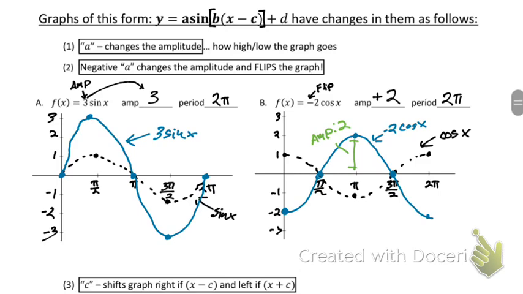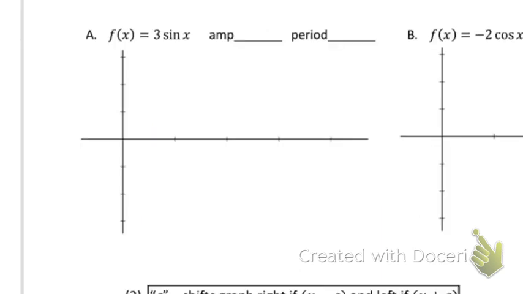All right, the only other letter we're going to tackle today is our C values. I don't have the slide there, but C shifts the graph right if it's x minus C, and it shifts left if it's x plus C. So it kind of goes the wrong direction that you would think it would. So a negative C makes it go in the positive direction, right. A positive C makes it go left. So it goes the opposite kind of direction you think it would.